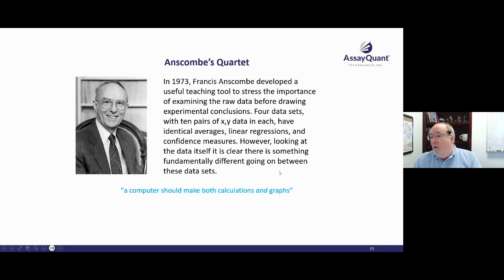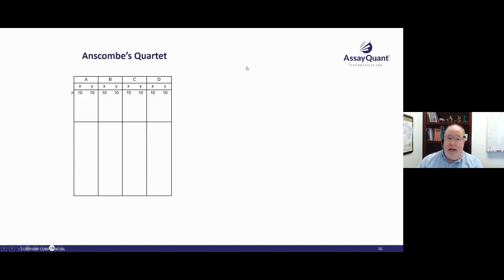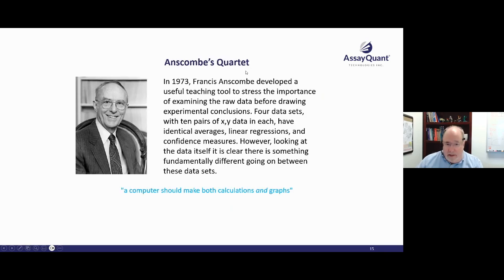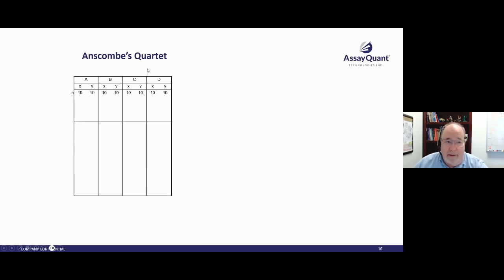And to drive that point home, he came up with this really wonderful demonstration that he published in 1973, Anscombe's quartet. And so what this is, it's all right here. It's 4 data sets, each with 10 pairs of XY data. These all have identical average X's and average Y's. They all have the same linear regression formula and the same confidence measures. But when you look at the data itself, it's clear that if you only look at those numbers, you're going to miss something significant. So here's Anscombe's quartet.